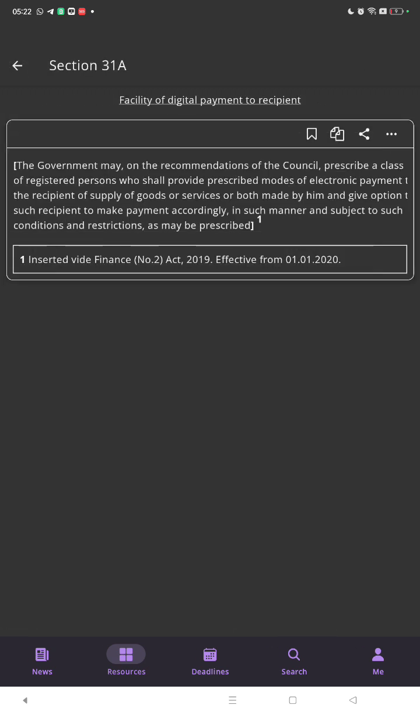Section 31A. Facility of digital payment to recipient. The government may, on recommendation of the Council, prescribe the class of registered person who shall provide the prescribed mode of electronic payment to the recipient of the supply of goods or services or both made by him, and give an option to such a recipient to make the payment accordingly in such manner and subject to such conditions and restrictions as may be prescribed.